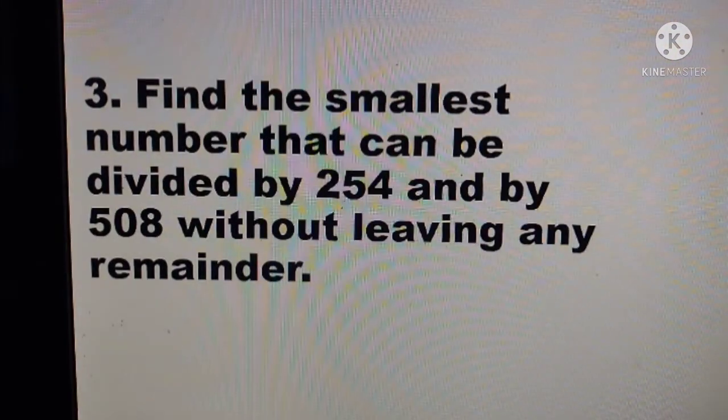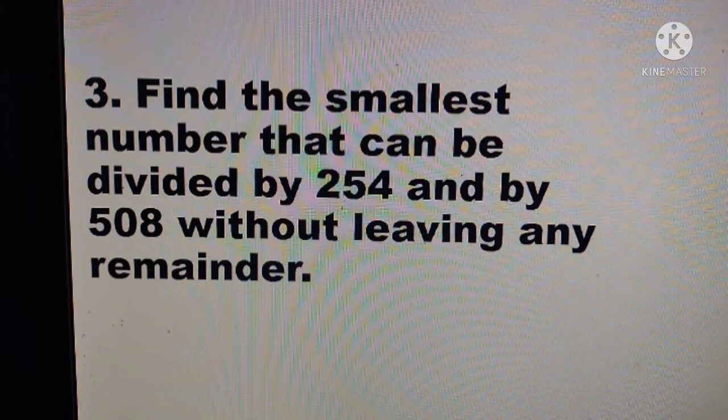Over here let's see our third question. It is saying: find the smallest number that can be divided by 254 and by 508 without leaving any remainder. So whenever a question comes like smallest, minimum, shortest or anything which denotes the smaller value, there we will find the LCM.